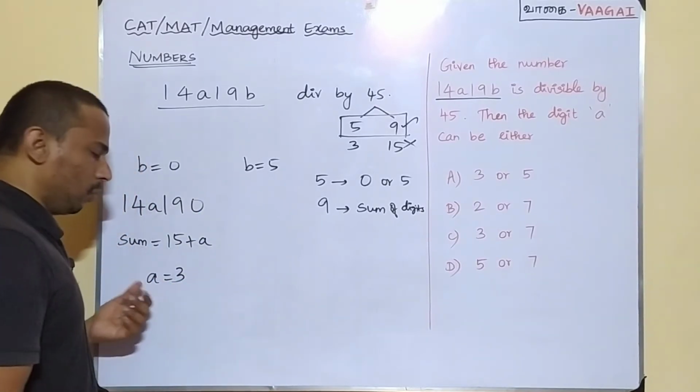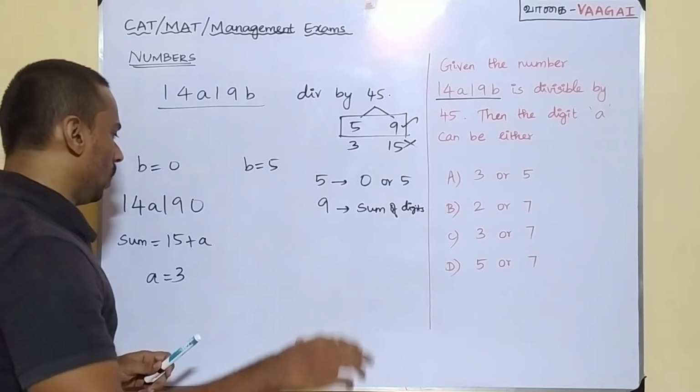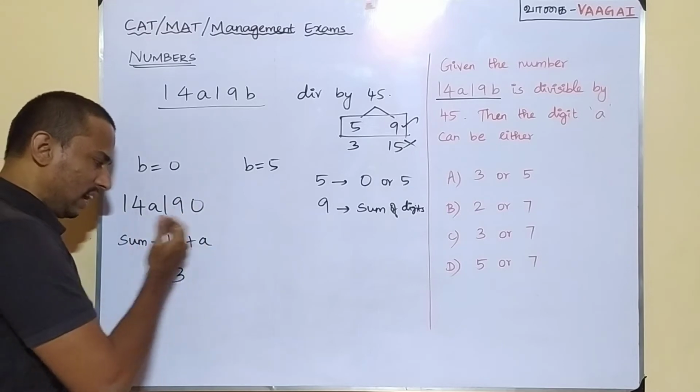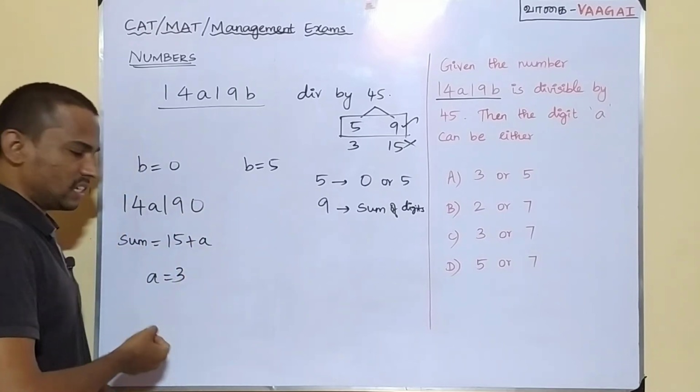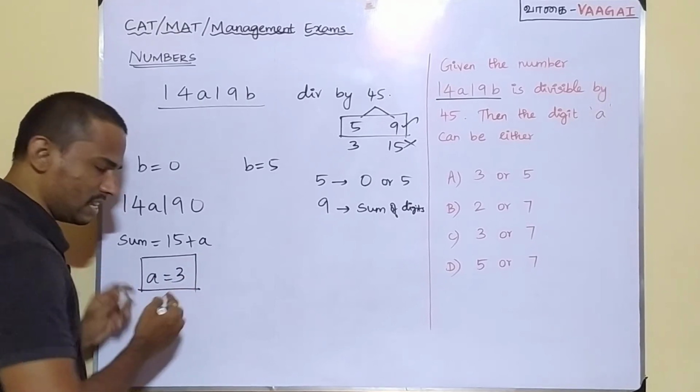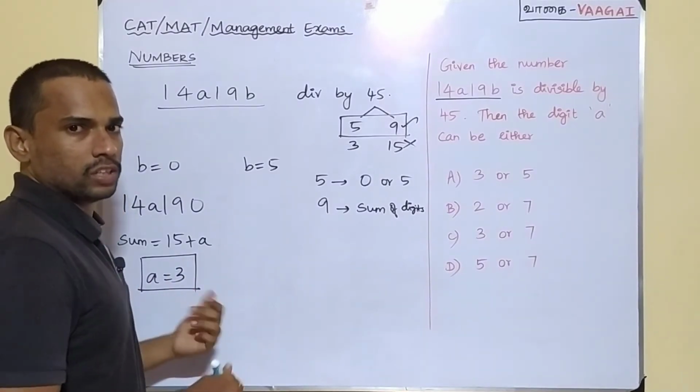Okay, fine. I hope you are now clear with the construction. So what we tried is, for the first case b is equal to 0, we tried to find the value of a using this 9's condition, and hence we are able to get a is equal to 3. So a is equal to 3 is one possible answer for this question.